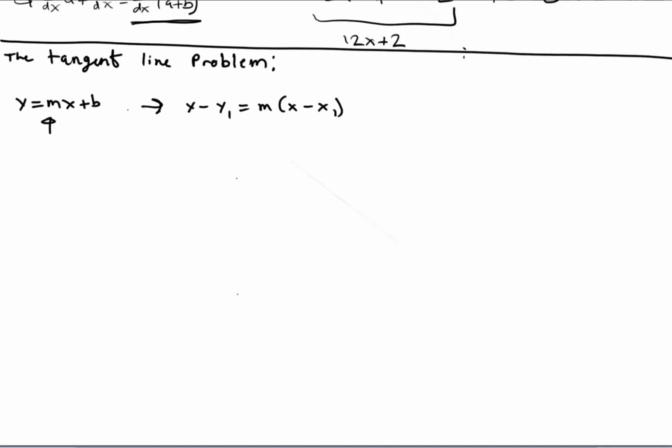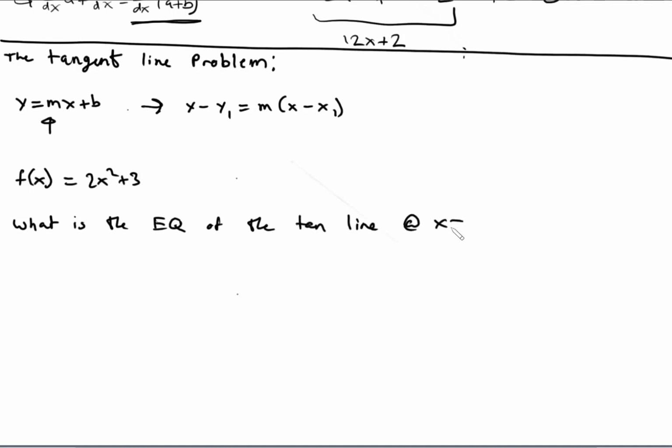So maybe you're given a function f of x is equal to 2x squared plus 3. And let's say, what is the equation of the tangent line? So I'll just write it tan line at x equals 5. So this may be an AP problem that you get, or just a test problem, but this should really take about 1, maybe 2 minutes. And let's go ahead and talk about why. So we're going to be given the point 0, 3.